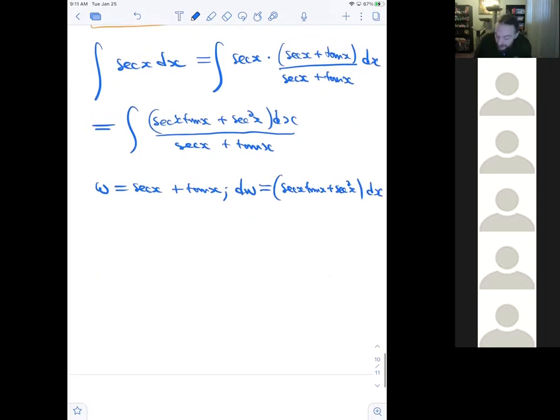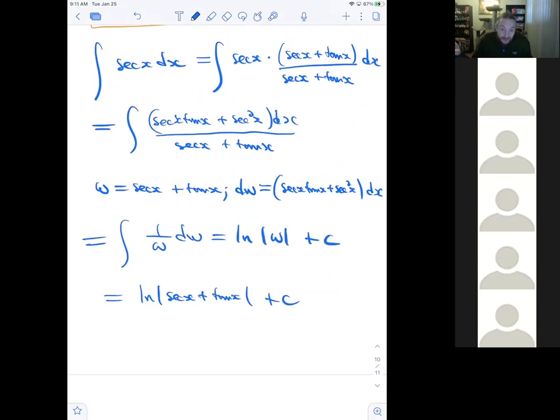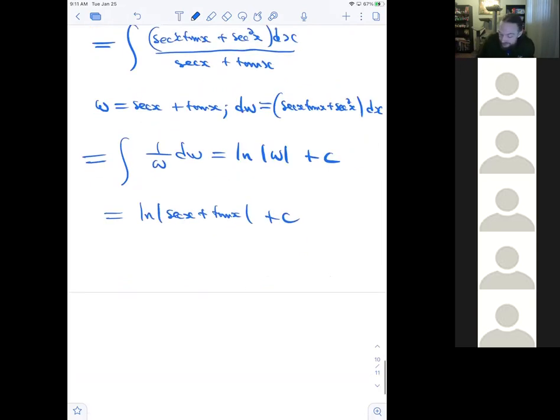So this integral becomes the integral of 1 over W dW, which is equal to the natural log of the absolute value of W plus C, which is equal to the natural log of the absolute value of secant x plus tan x plus C. This will become extremely important when we do trigonometric integrals later on. So the integral of secant x is equal to the natural log of secant x plus tan x plus C.